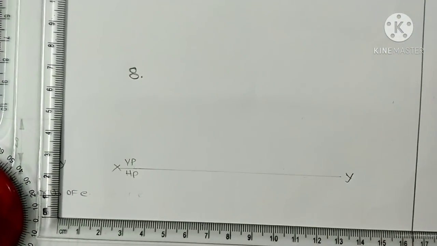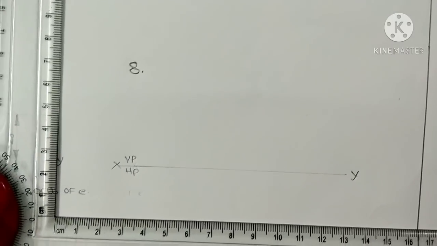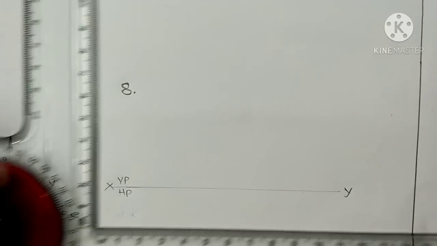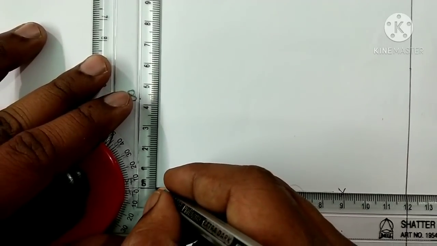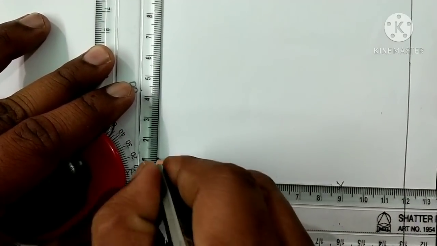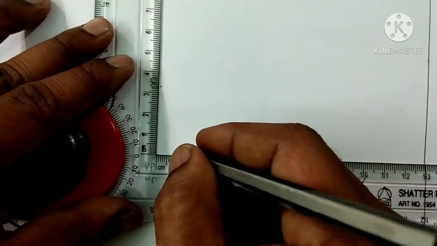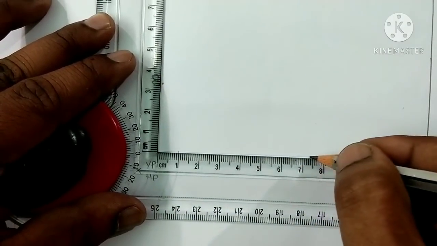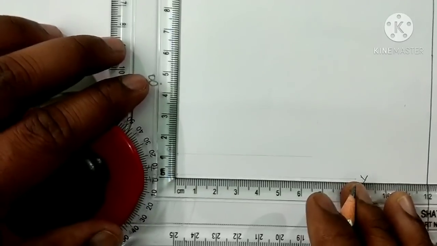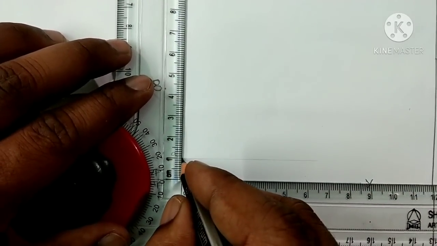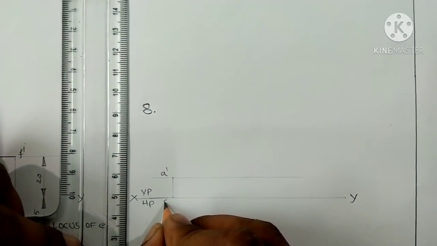Initially, here we can mark a point, that is point A, 10 mm above the HP. That means 10 mm above the reference line. So I'm going to mark a point here. This is point A, 10 mm above the reference line. Then here I can construct a locus line passing through this particular point. So here I can say point A dash, and we can project this particular point to meet the reference line. So A dash becomes small a.